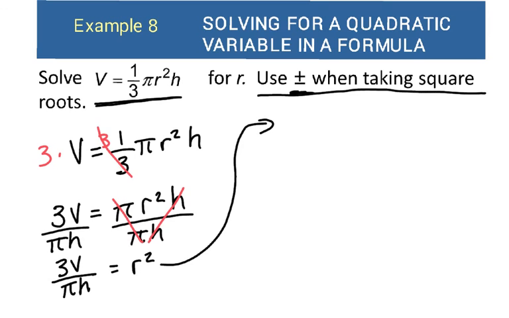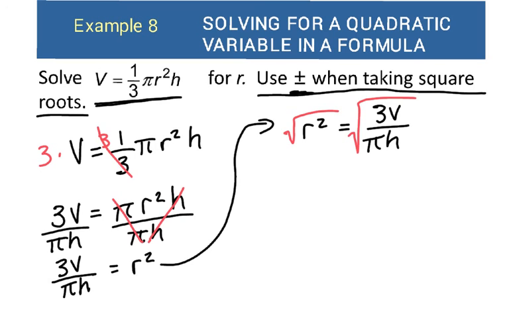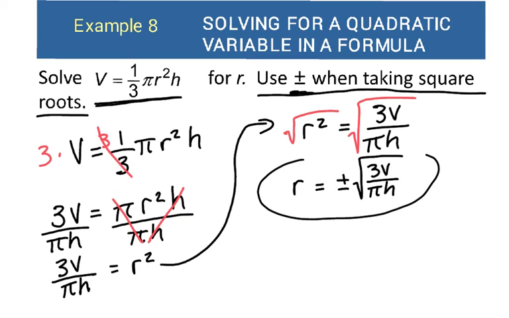Now this is where we use the hint. I'm going to switch it around: r squared is equal to 3v over pi h. Take the square root of both sides of our equation to get r all by itself. So we get r is equal to plus or minus the square root of 3v over pi h. This is all I ask you to find. Do not try to simplify any further than that. That is it.